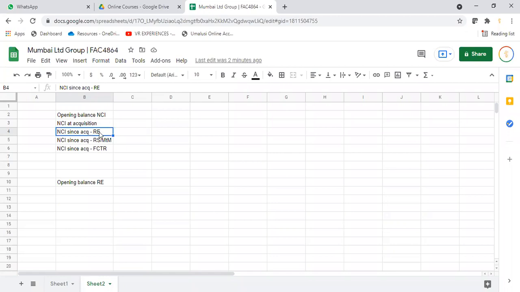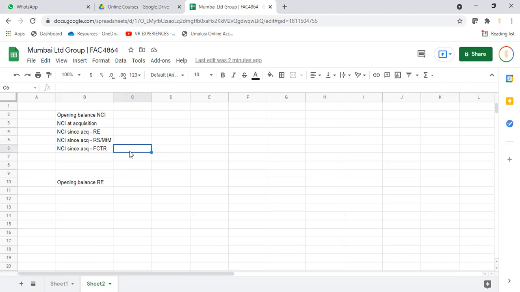So when I plug in over here, I'm basically plugging in from a previous calculation. And I do this for every profit or loss calculation. I do this for every retained earnings calculation. When I say retained earnings, I'm referring to opening retained earnings. I do this for other comprehensive income, and I do this for the equity balances, like revaluation surplus and mark-to-market reserve.